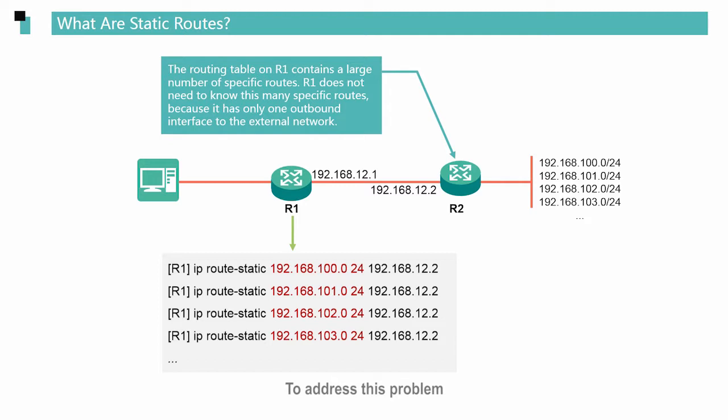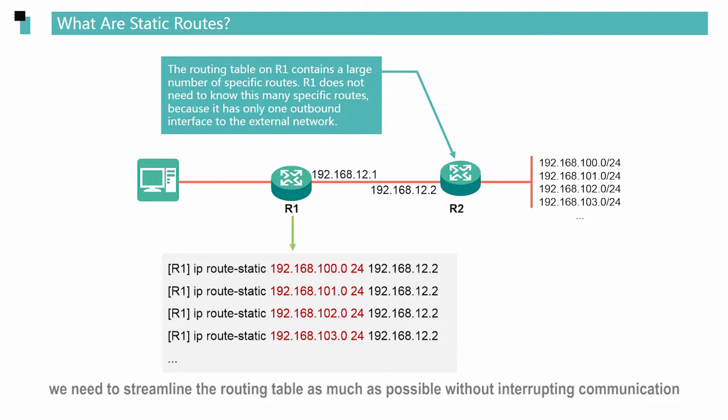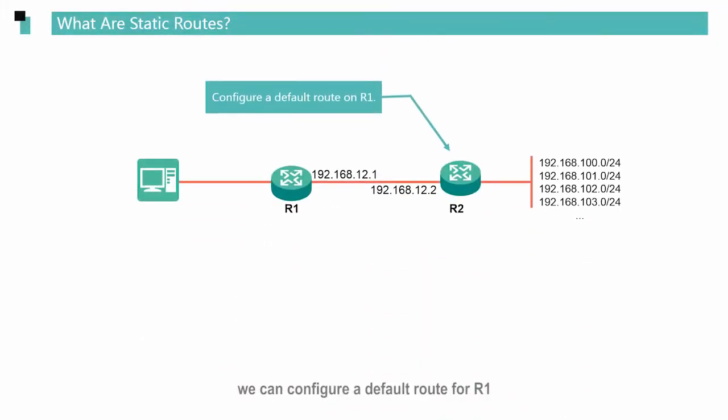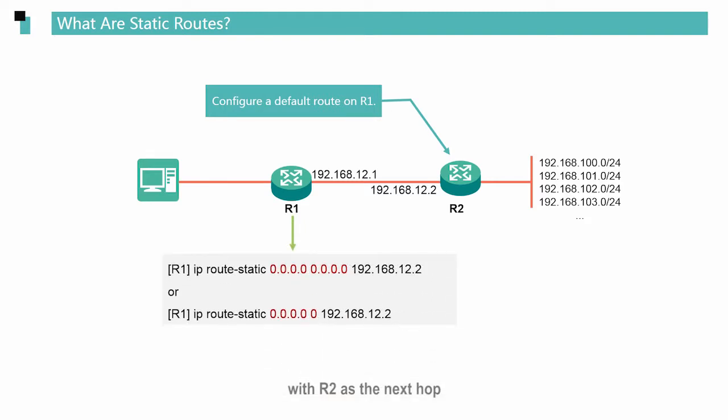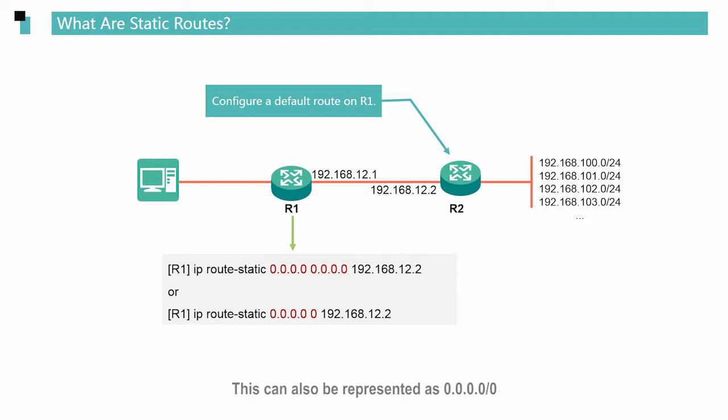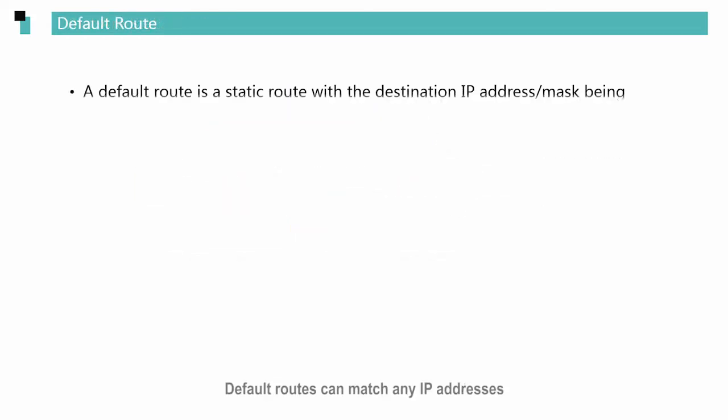To address this problem, we need to streamline the routing table as much as possible without interrupting communication. In this example, R1 does not need so many specific routes, since it has only one outbound interface. In this case, we can configure a default route for R1 with R2 as the next hop. A default route is a static route with a destination IP address 0.0.0.0 and a mask 0.0.0.0. This can also be represented as 0.0.0.0/0. Default routes can match any IP addresses.